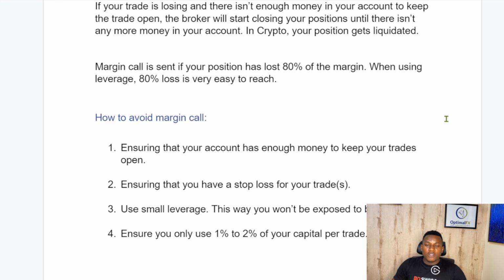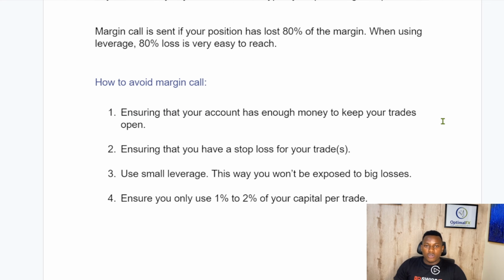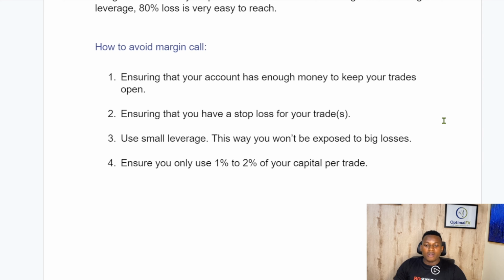You find your broker sending you a margin call maybe when your position loses 50% of the margin. Some brokers will send a margin call when the position reaches 80%. So this will vary from broker to broker. So how do you avoid a margin call? Number 1, ensure that your account has enough money to keep your trades open.